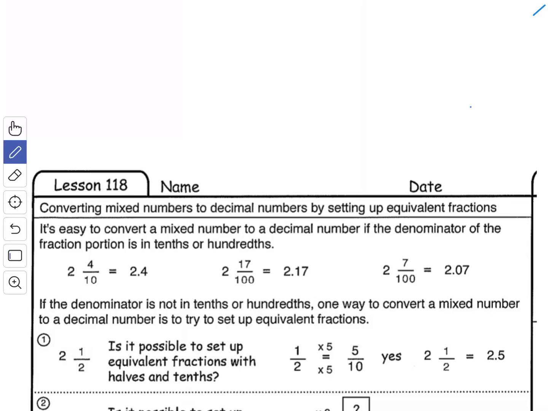Boys and girls, this is Excel Math Lesson 118 from the 4th grade level. Today we're going to learn how to convert mixed numbers to decimal numbers by setting up equivalent fractions.